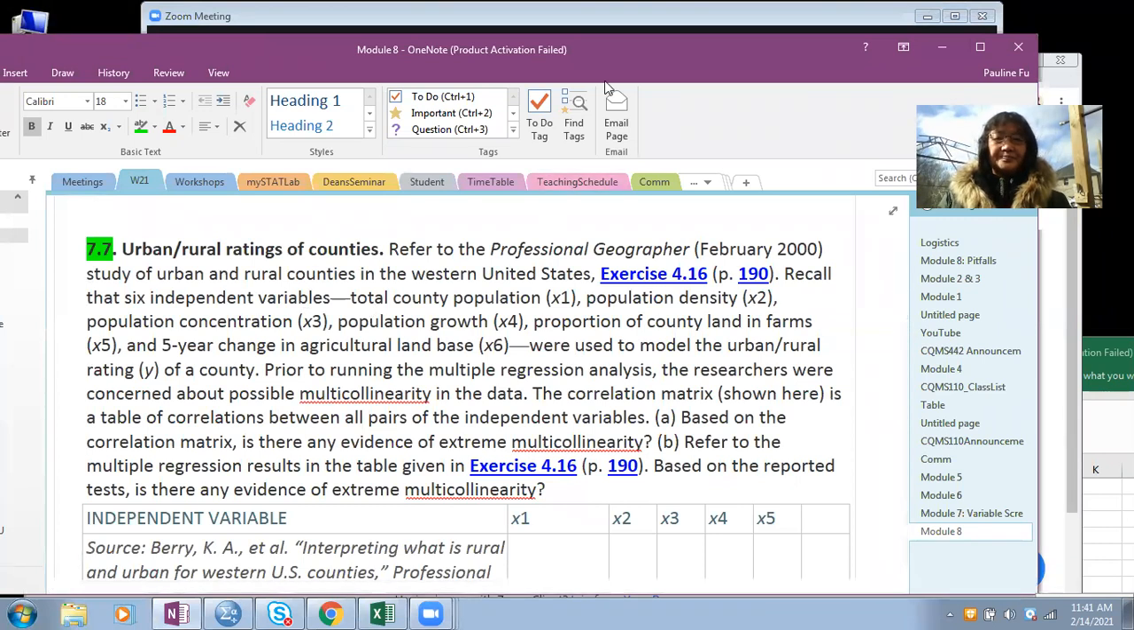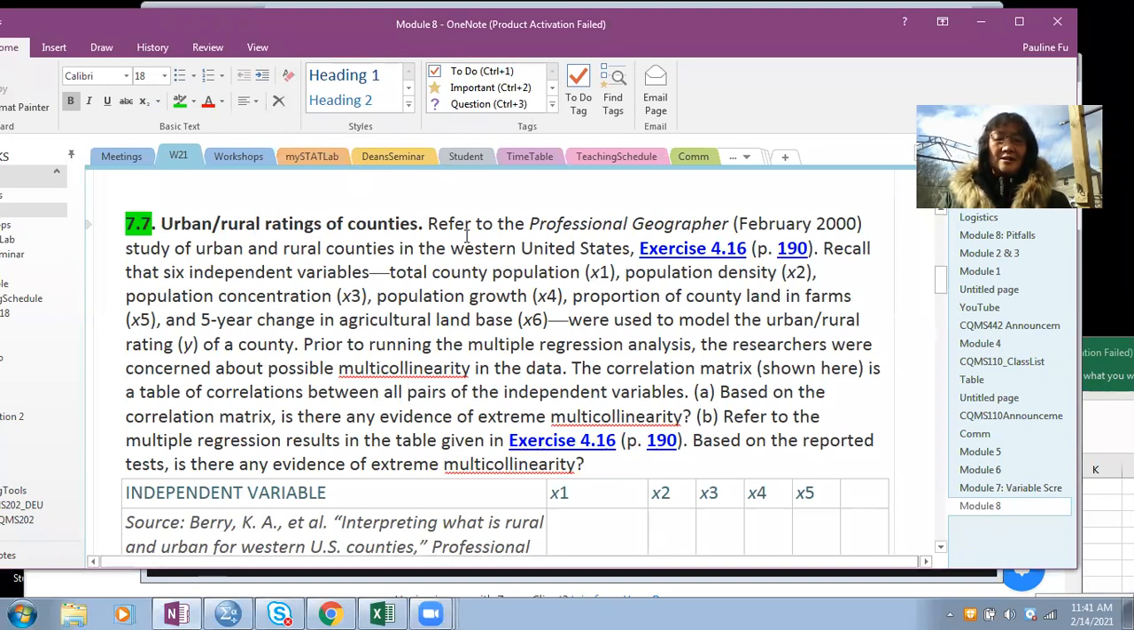So the first question is from a study published in the Professional Geographer about urban and rural counties in the western United States. There are 6 independent variables: total county population x1, population density x2, population concentration x3, population growth x4, proportion of county land in farms, and 5-year change in agricultural land base. Those 6 independent variables are used to model the urban-rural rating of the county.